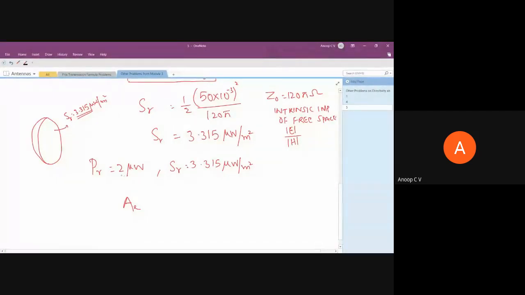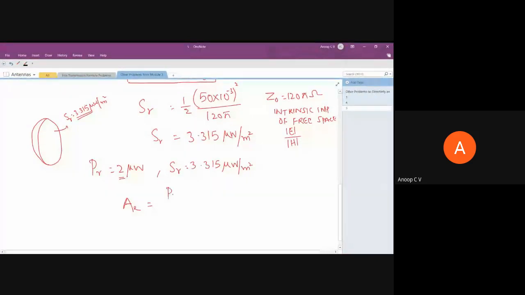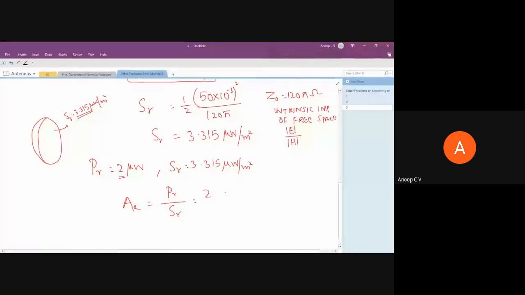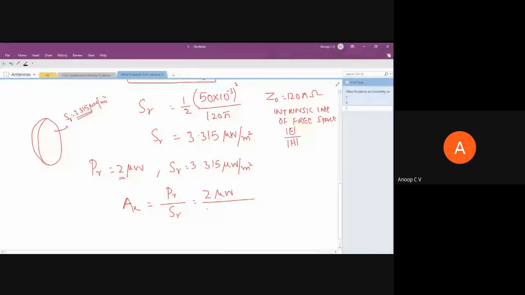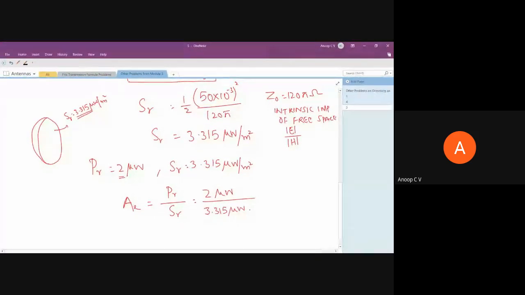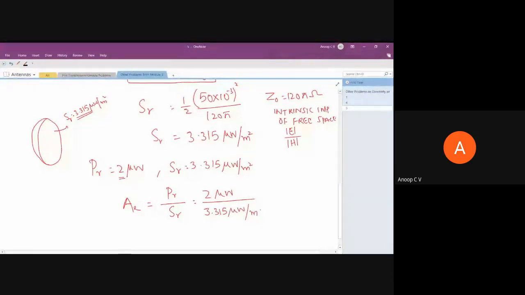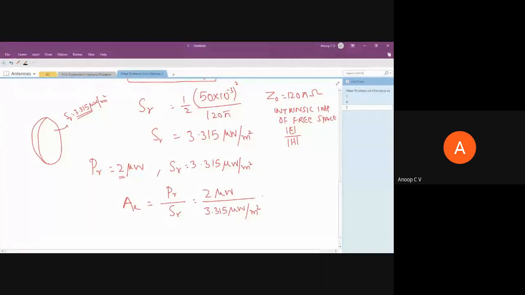But now what is delivered is 2 microwatts. So effective aperture is the ratio of PR and SR. That is 2 microwatts divided by 3.315 microwatts per meter square. So what is the answer for effective aperture? Of course, it has to be less than 1 square meter. Why? Because 2 microwatts is less than 3.315 microwatts.